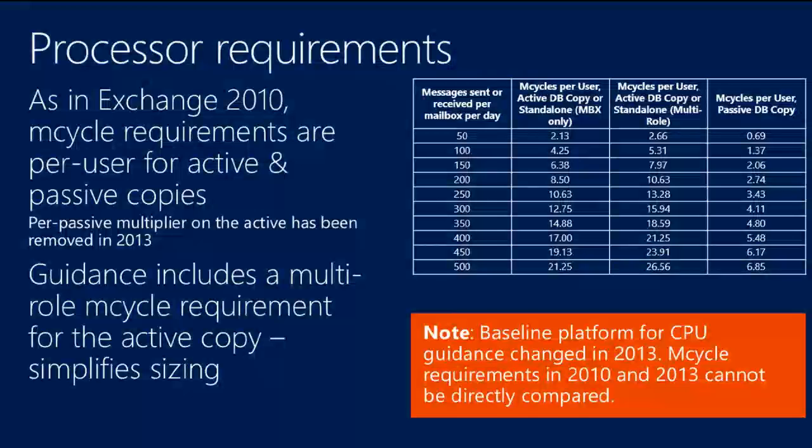We did remove the per passive multiplier. So in 2010, in order to figure out megacycle requirements for an active server, we had a chart like this, and then we said, in addition to whatever number is in that second column, add, I believe it's either 10 or 20%, I don't remember which, for every passive copy associated with that active copy. That actually resulted in some really big numbers for complex DAGs. We don't do that anymore. The costs for passive copies are actually included here in those numbers.